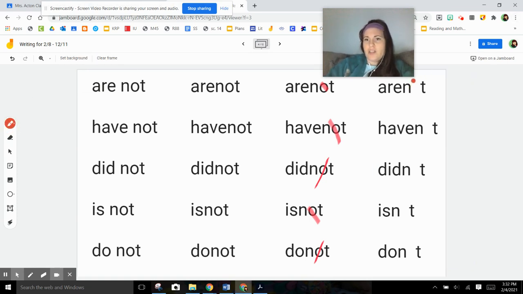So you can either do a tail, which doesn't look bad, and you can definitely tell it's an apostrophe, or you can do the period with a tail. Either way, doesn't matter. And you're taking words like are not and turning it to aren't, have not, haven't, did not, didn't, is not, isn't, do not, don't. Words that we use a lot and turning them into words that we actually say.